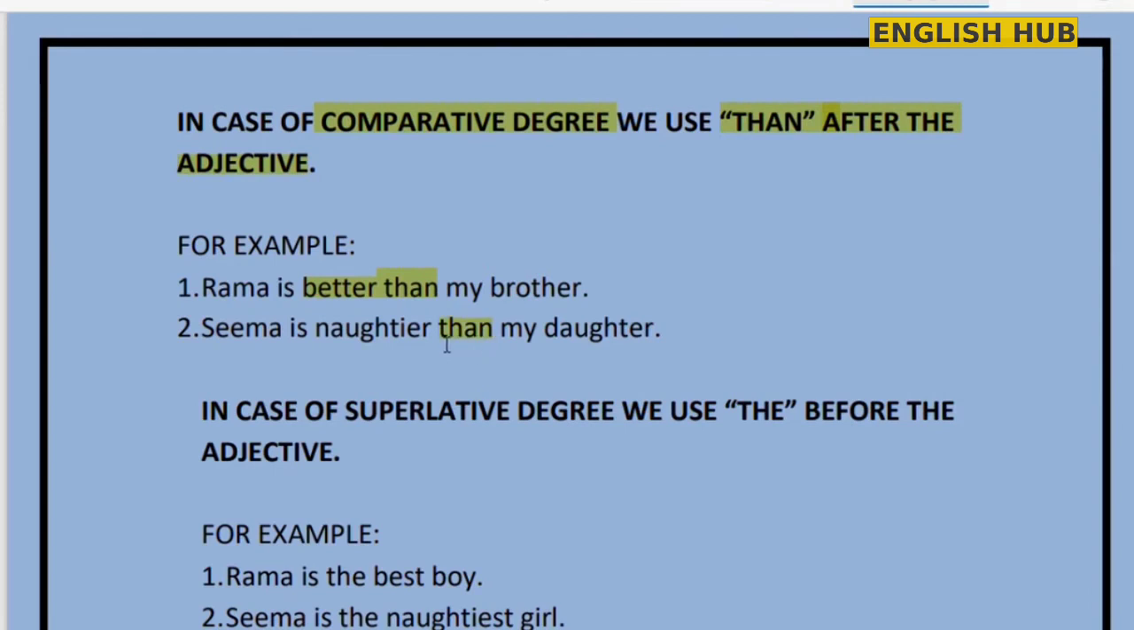So, second sentence, Seema is naughtier. We are stating that Seema is a naughtier person than my daughter. So we are comparing Seema with my daughter, and Seema is the naughtier one. So while comparing the two people, we use the word than. This is another important thing. In case of positive degree, we put as before and after the adjective. In case of comparative degree, we put than after the adjective.